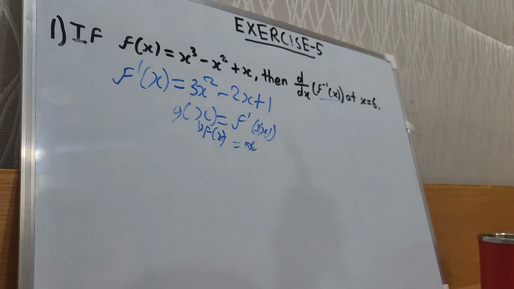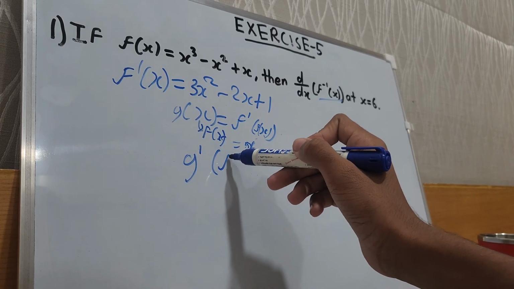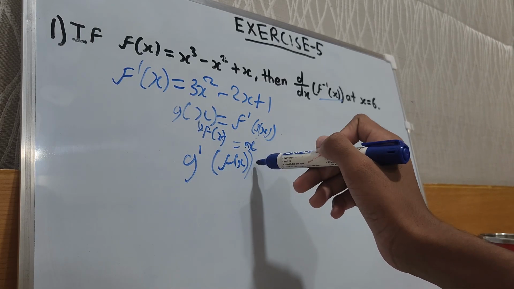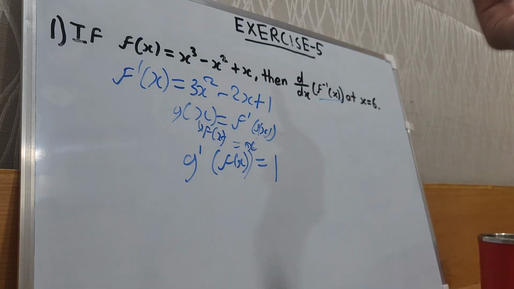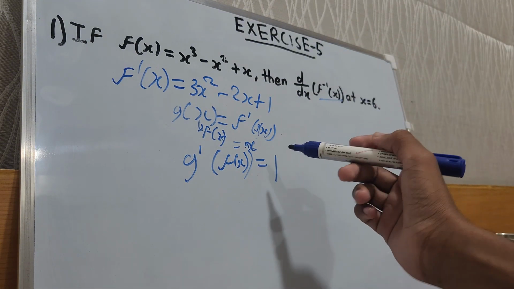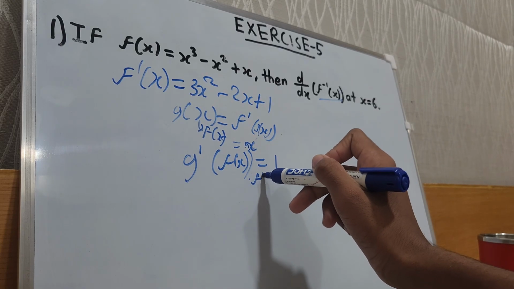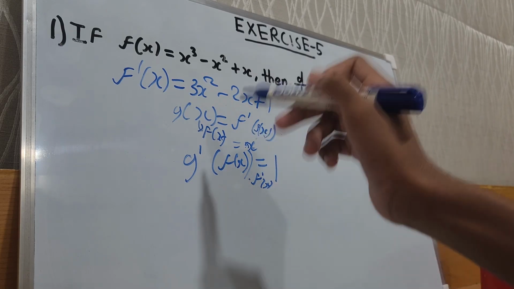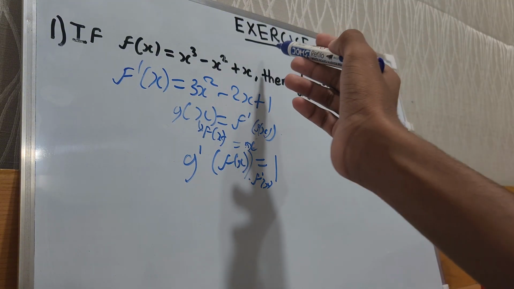So next what we do is differentiate. g'(f(x)) times f'(x) is equal to 1, since we're differentiating x. Now what is the value we need? It is 6.